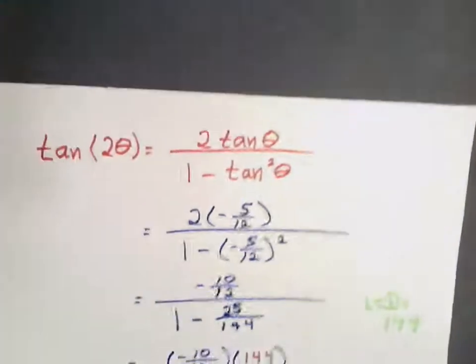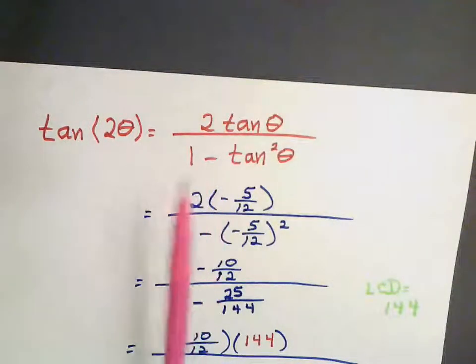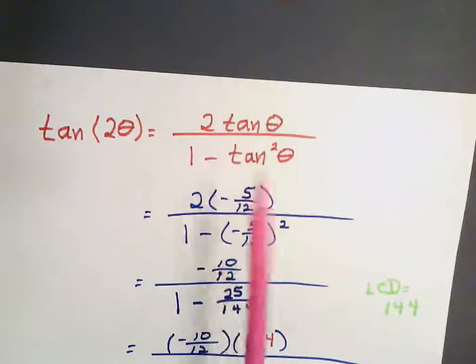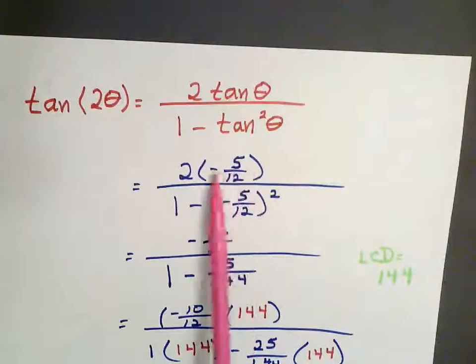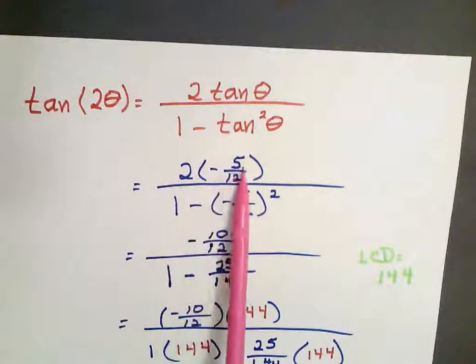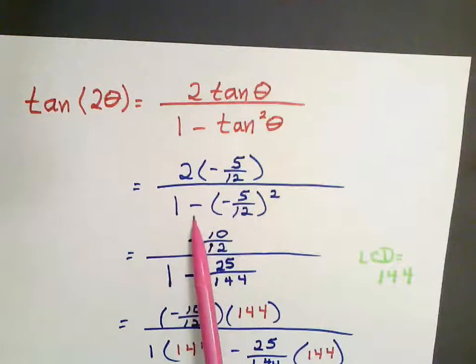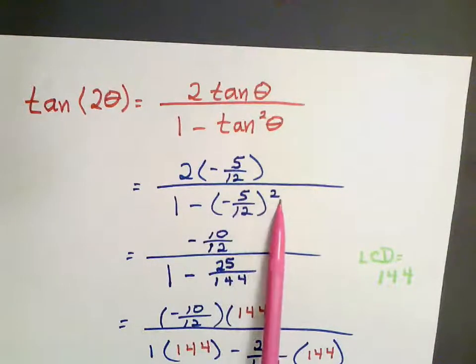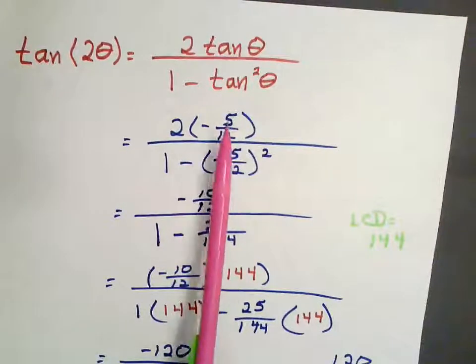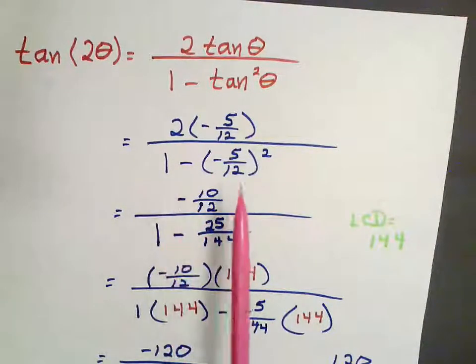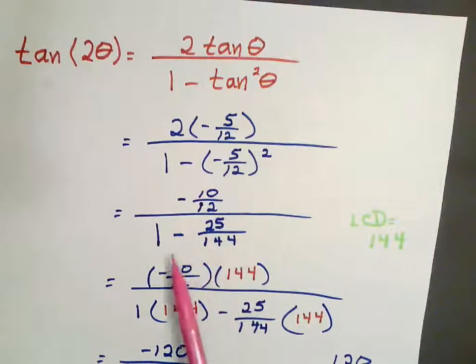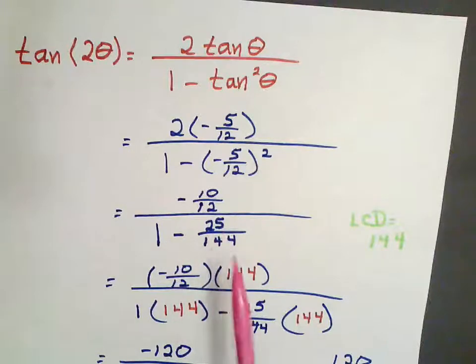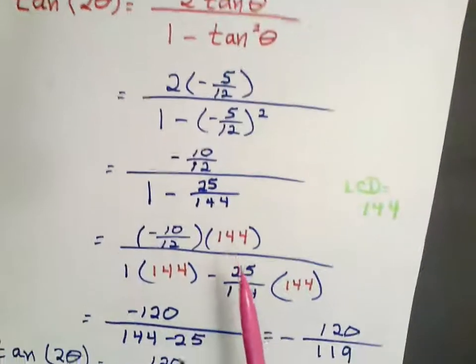The third one that we're going to look at is the tan of 2 theta, and that is equal to 2 times the tan of theta over 1 minus the tan squared of theta. Well, we found the tan of theta to be negative 5 over 12, so it's 2 times negative 5 over 12 over 1 minus negative 5 over 12 squared. So 2 times negative 5 is negative 10 over 12. Negative 5 squared is 25, 12 squared is 144. So it's 1 minus 25 over 144.